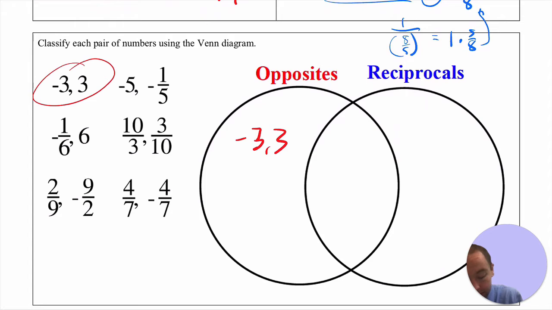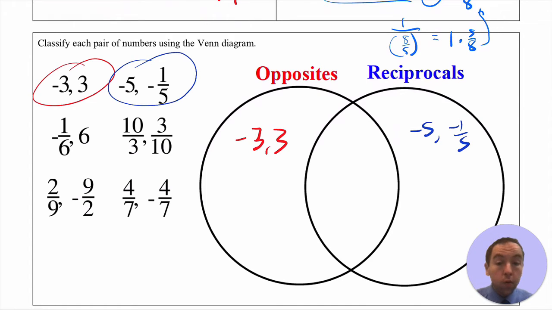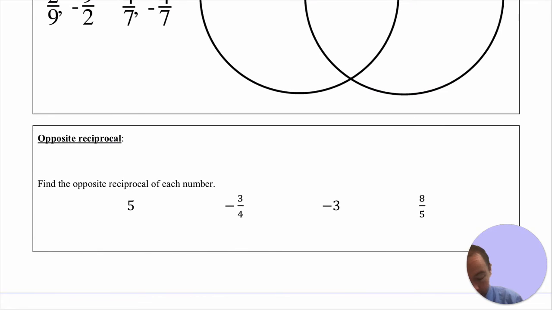So when you're classifying relationships between numbers, it turns out that -3 and 3 are only going to be opposites, and then -5 and -1/5 are only going to be reciprocals. But when you have a combination of both elements, where one of your numbers is negative and the other is positive and then they're also reciprocated, we've got what we call opposite reciprocals. So opposite reciprocals are numbers that are opposite in sign, so one's positive and one's negative, and you also have basically reciprocals.